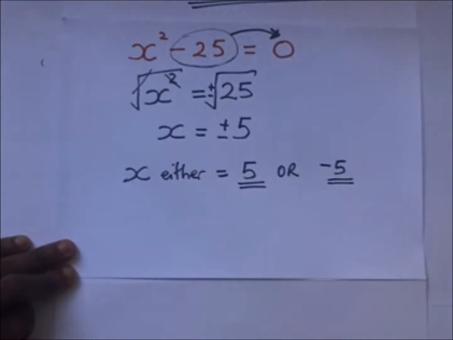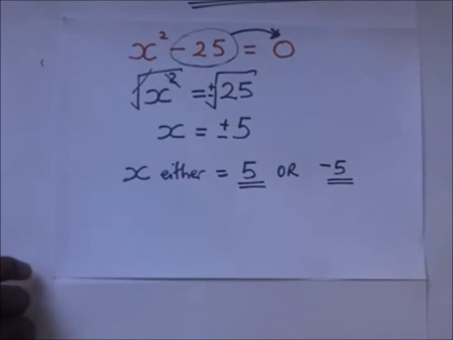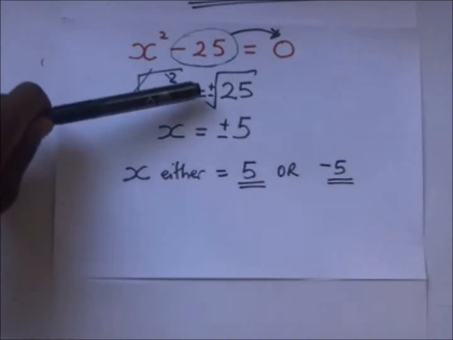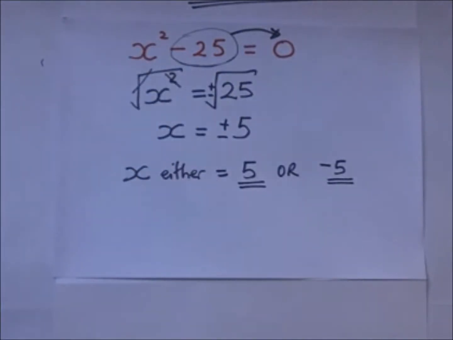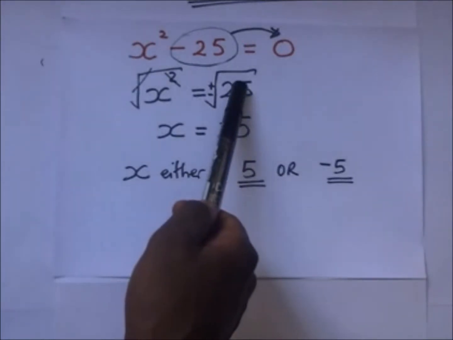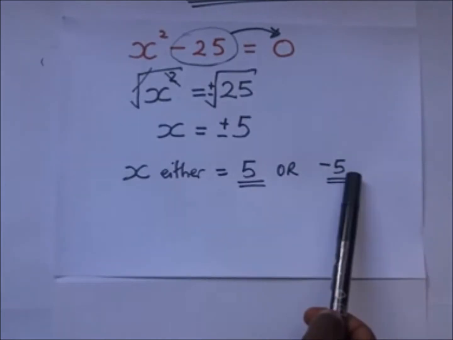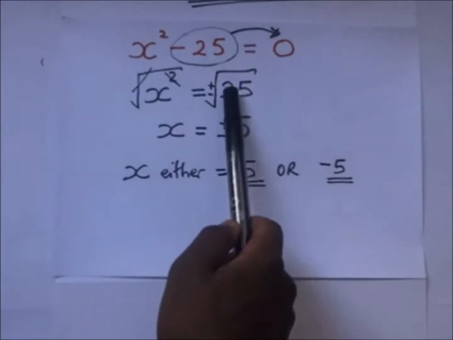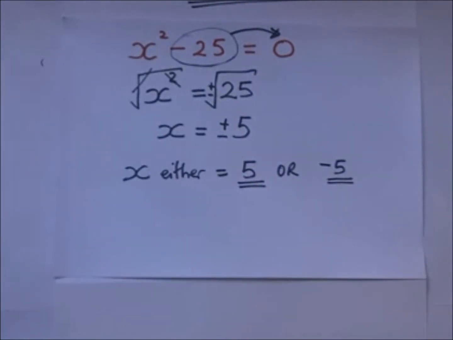So as far as the square root property is concerned, we know that a square root of a number is either positive or negative. Why? Because 5 times 5 will give us 25, and negative 5 times negative 5 will still give us positive 25. So the square root of any number is either negative or positive. So that's how we solve that.